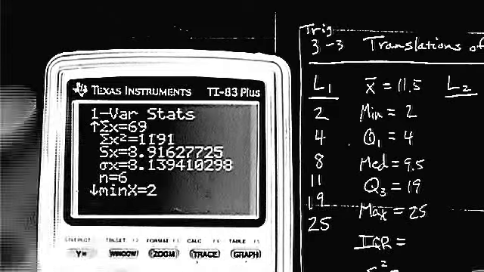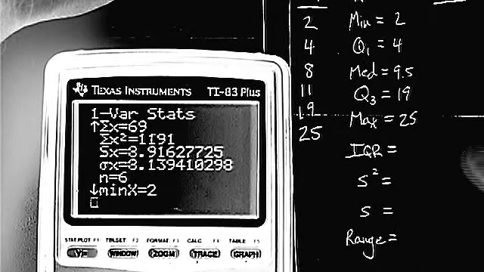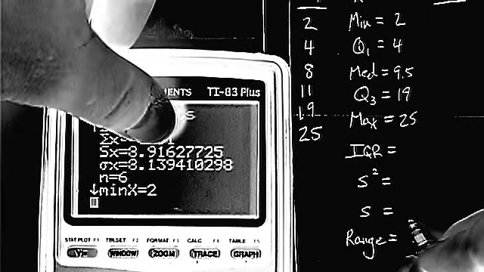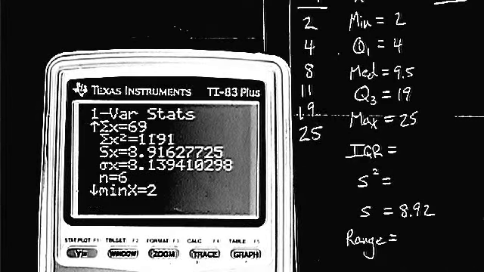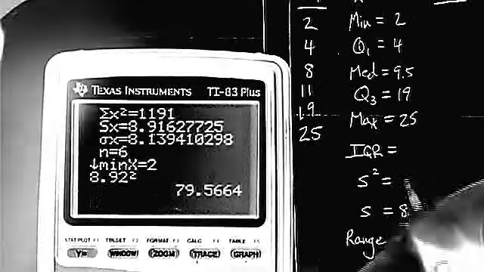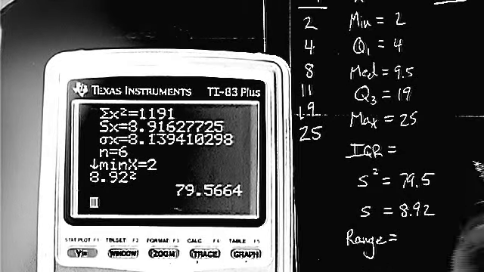And up a little farther I can find S of X, 8.92. Obviously, if you take that number 8.92 and square that value, you end up with the variance, 79.57.